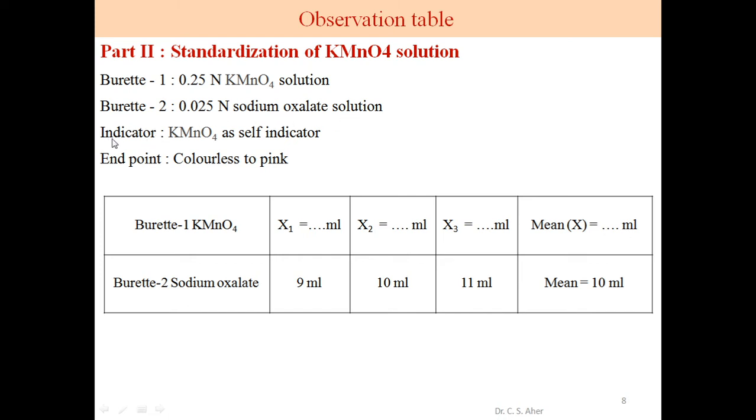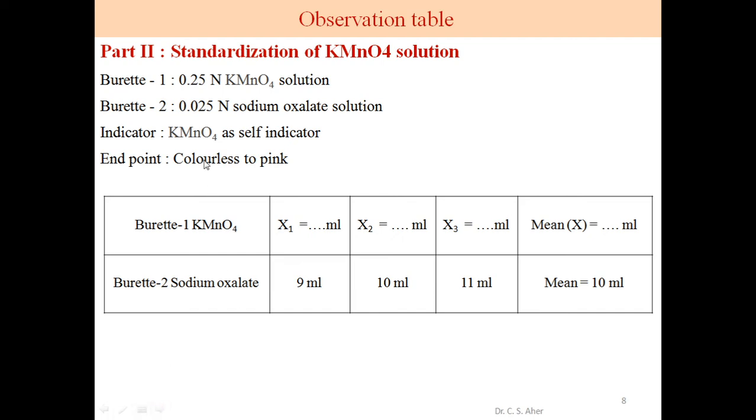Dear student, this question is asked in the practical exam: what is the indicator used in the titration? KMnO4 is a colored solution and itself acts as an indicator. This pink colored KMnO4 solution acts as the indicator itself, so there is no need for an external indicator. It is called a self indicator or internal indicator. The end point is colorless to pink. We have 3 readings, x1, x2, x3, and we take their mean.